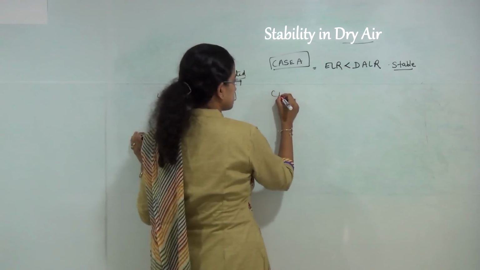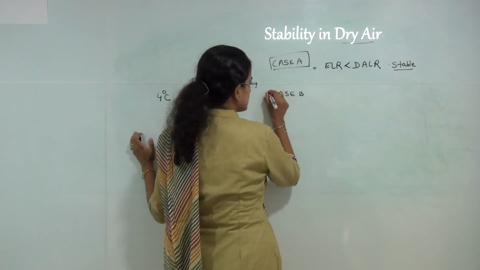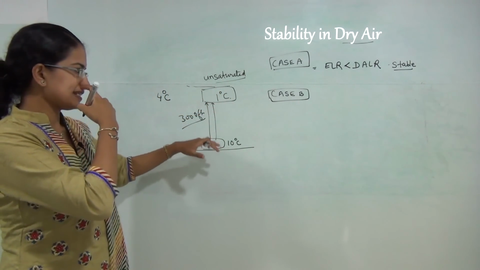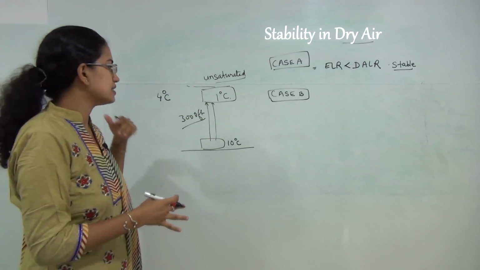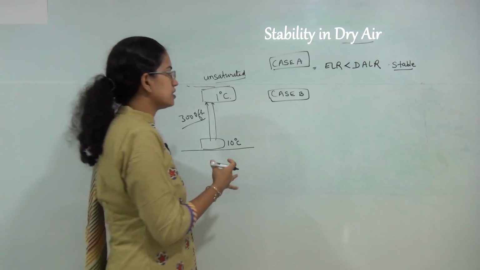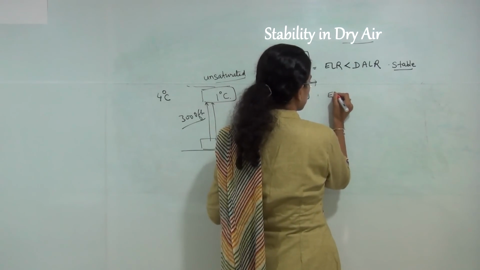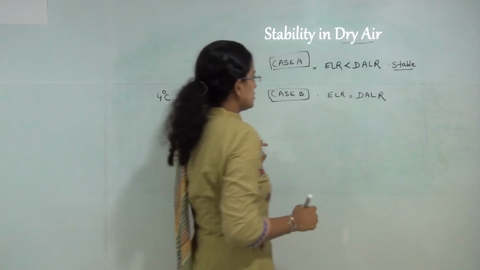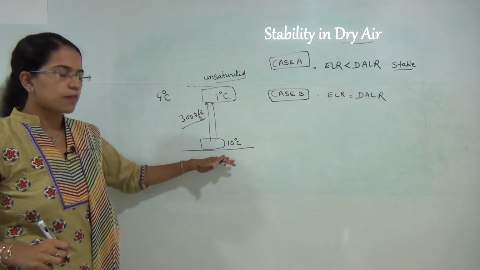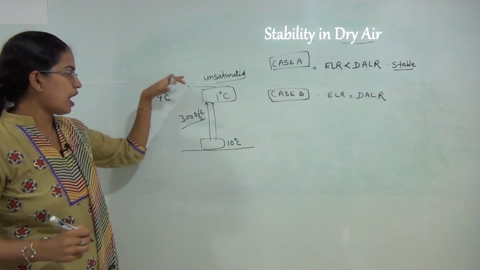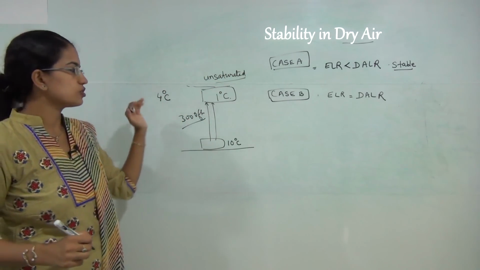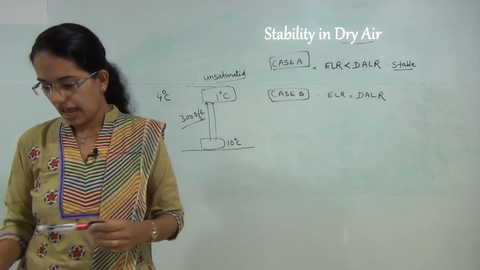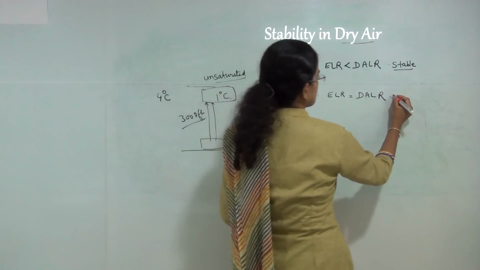The next is case B. Case B says the rate of the drop of the air parcel is equivalent to or the same as the rate of the drop of the atmospheric air. So I say the environmental lapse rate is equal to the dry adiabatic lapse rate. Say the air parcel is dropping from 10 degrees to 1 degree, and similarly you have 1 degree in the surrounding. So you have the same drop rate for both. This case would be considered a neutral atmosphere.